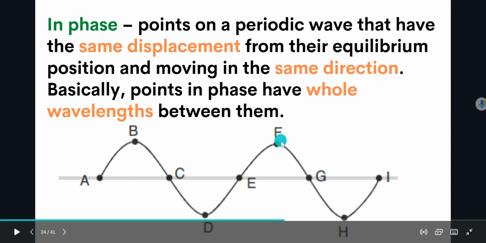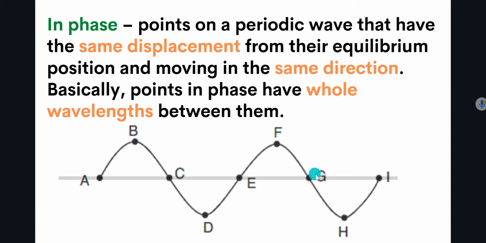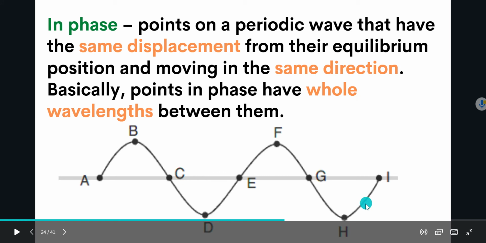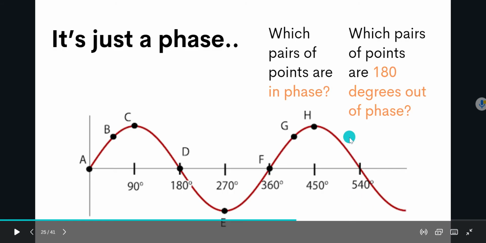So we're going to practice this in a second, but A and E are in phase. B and F are in phase. C and G are in phase. D and H are in phase. So we call this in phase.